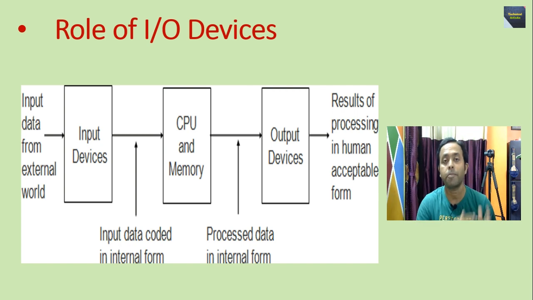Now whatever input we have provided in human acceptable form, the result should be in human acceptable form. So this is the role of any I/O device, where the raw data in human acceptable form is given through the input unit, and when we get the data as a result, the processed data known as information or output, it should also be in human acceptable form. But in the intermediate part, the data is in internal form, means in machine language, through which the computer will process or store it. Okay.